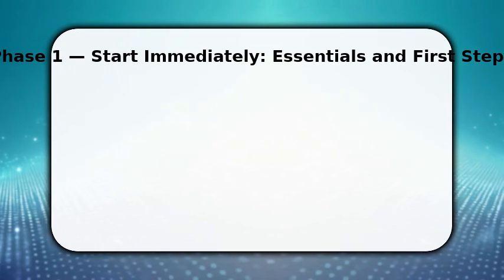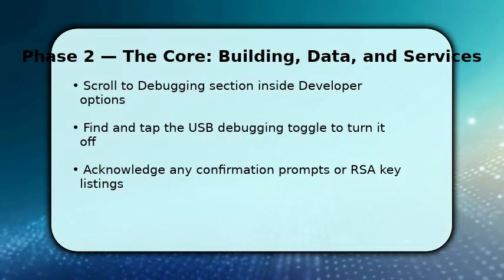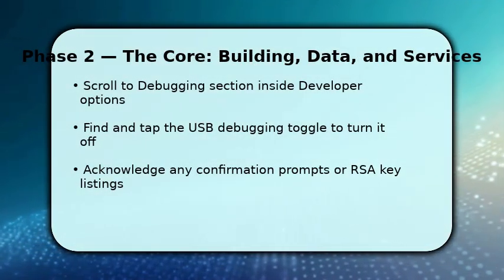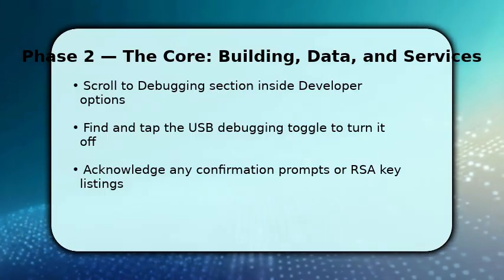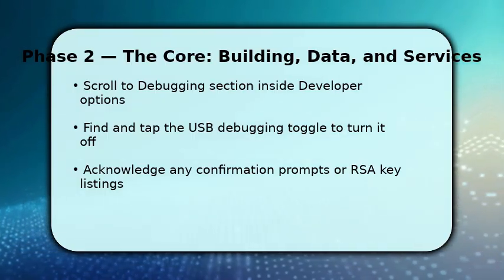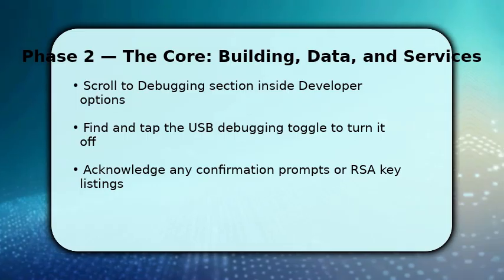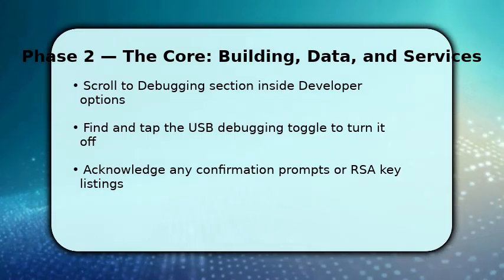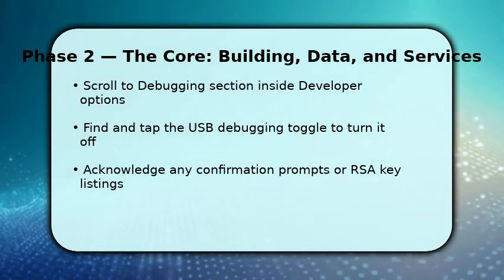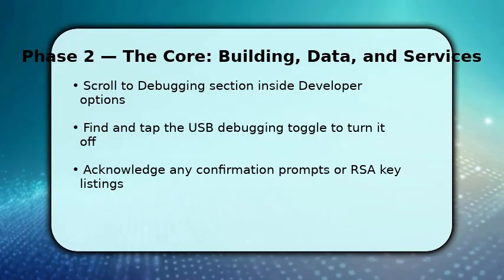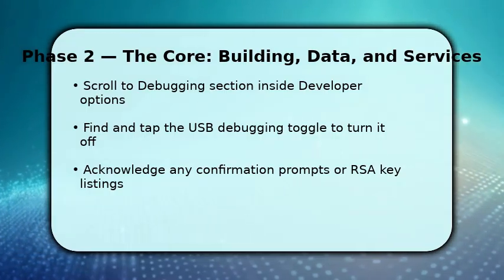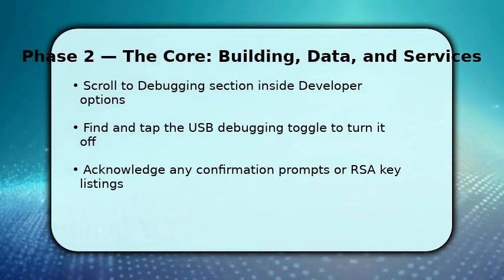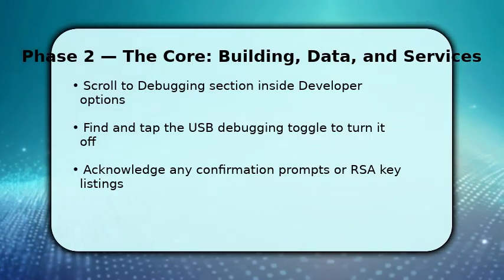Once in Developer Options, scroll to the Debugging section. This groups all developer-level connections. You will find a USB debugging toggle. Flip it off. When you do, the system may show a confirmation or list previously authorized RSA keys. Read that prompt and confirm to revoke access. Turning it off stops ADB from connecting without reauthorization, which is why you're disabling it.